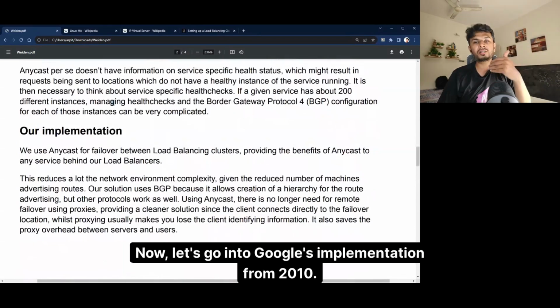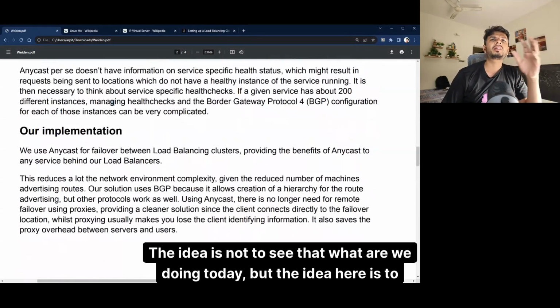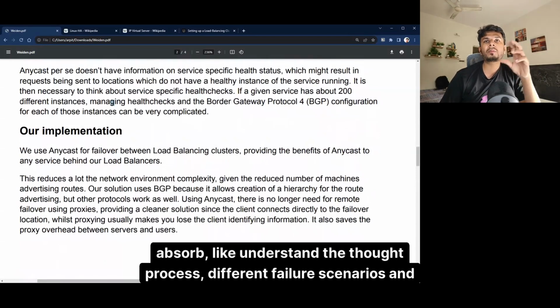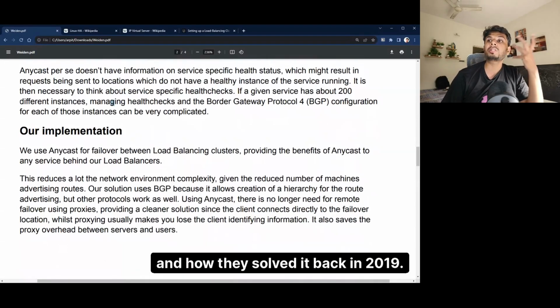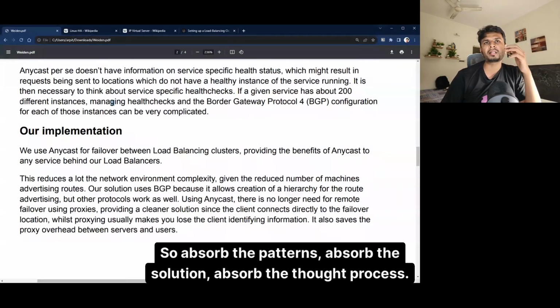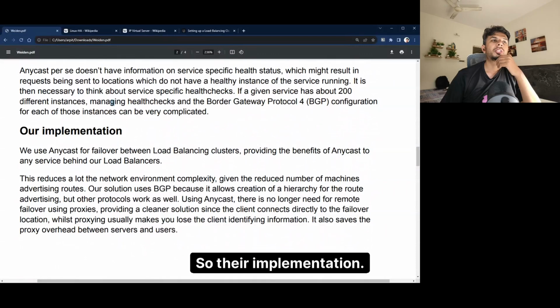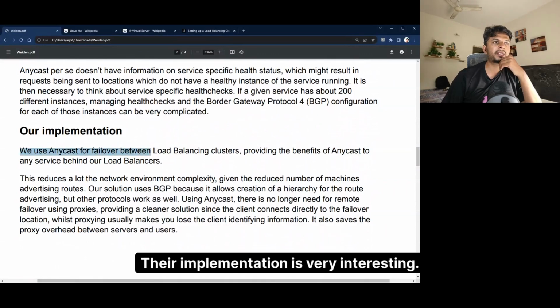Now let's go into Google's implementation from 2010. The idea is not to see what we are doing today, but to understand the thought process, the different failure scenarios, and how they solved them back in 2010. So absorb the patterns, absorb the solution, absorb the thought process. Right? Their implementation is very interesting.